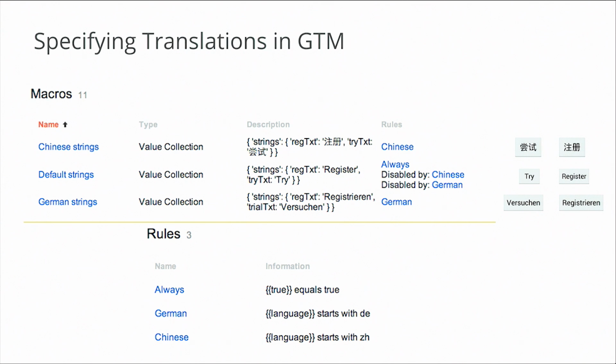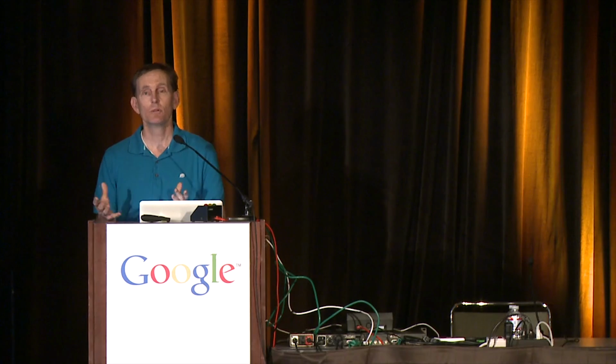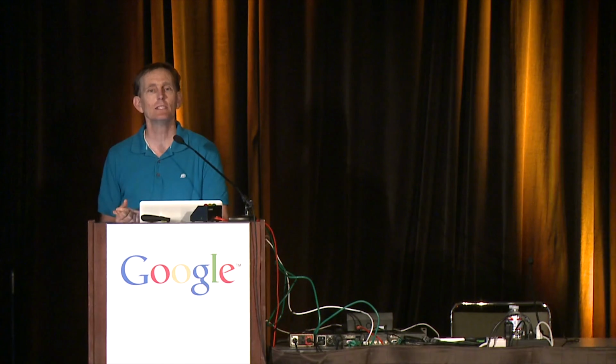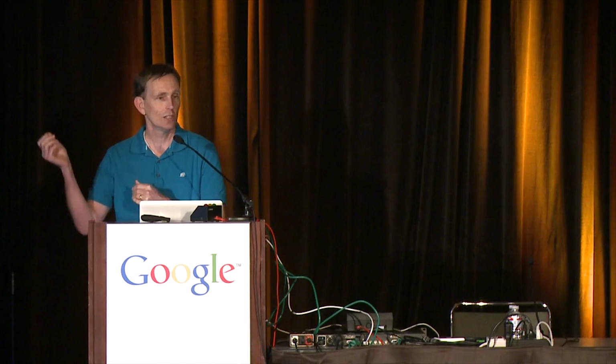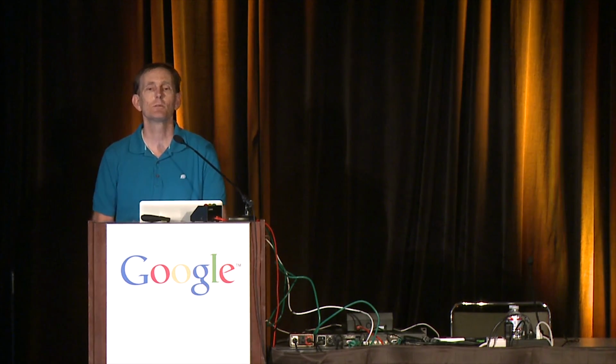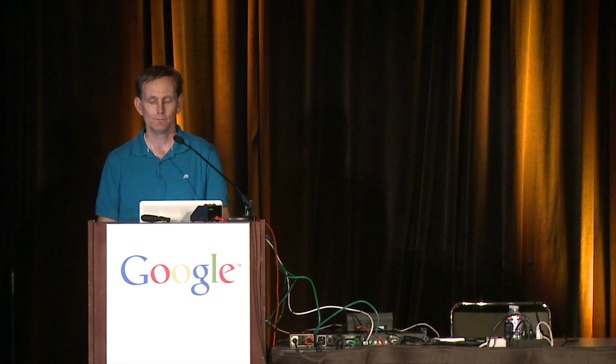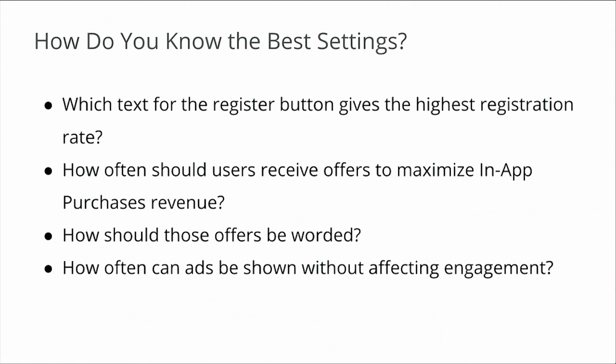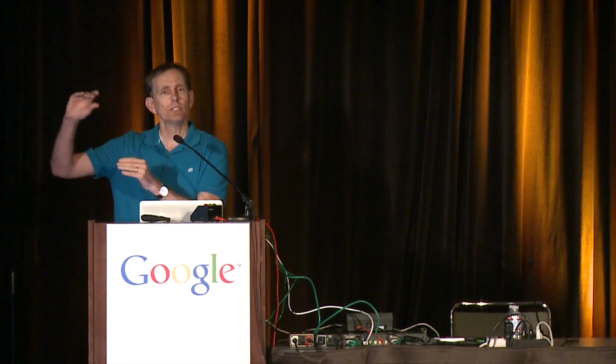Okay? But the nice thing is, if we want to start supporting Spanish, we don't redeploy our app. We just go to our container, add a new rule for Spanish. Within the next 12 hours, all the users will be updated, and away we go. So we have this ability now. All right? We can set values dynamically.